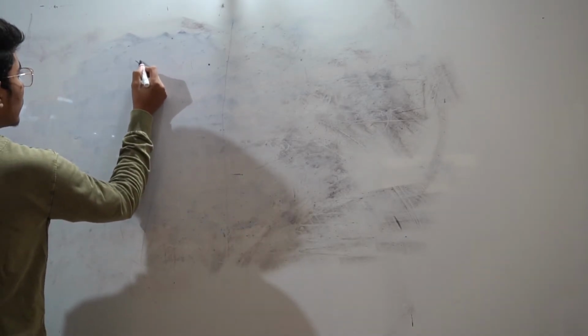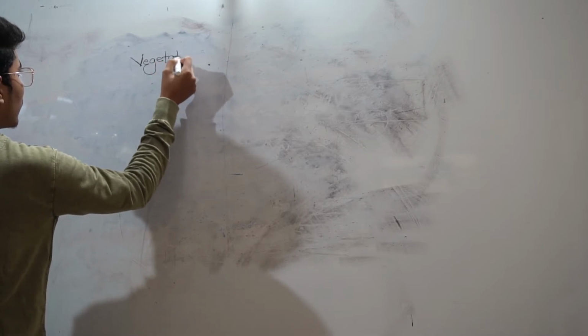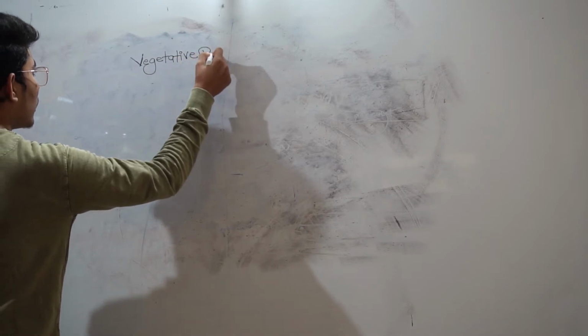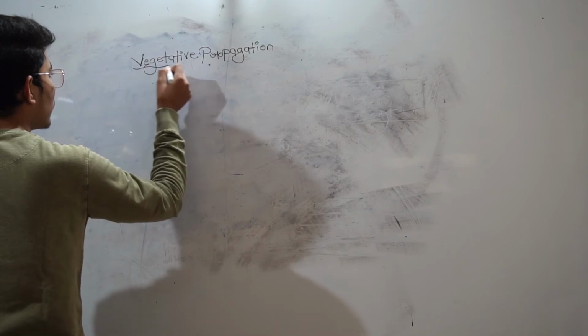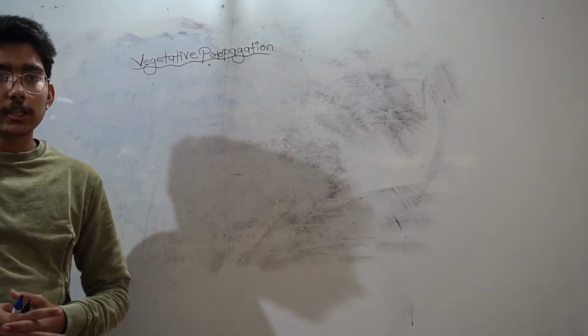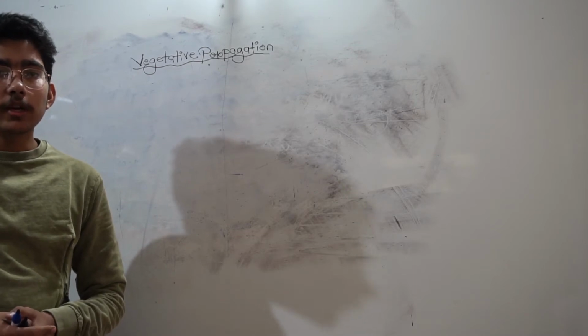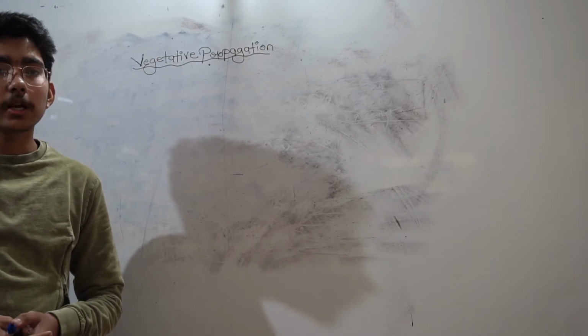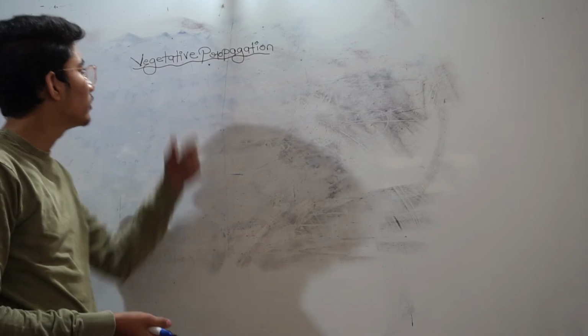Now after this, talking about vegetative propagation. Now the somatic parts of a plant body, after detaching, produce a new individual. Somatic parts like stem, root, leaves, when they are detached from the parent body, the plant forms a new individual by the method of vegetative propagation.